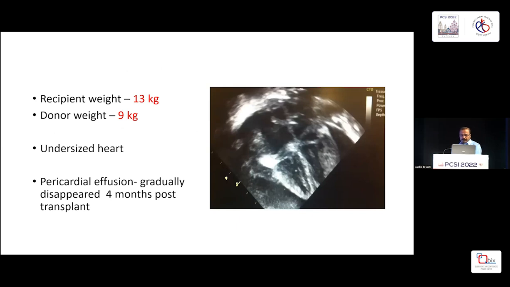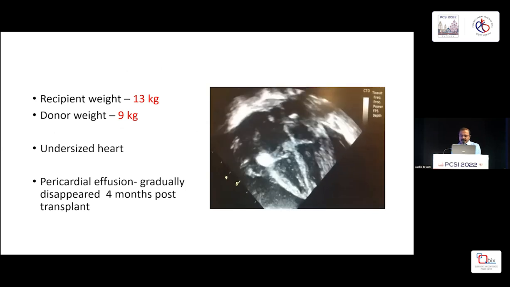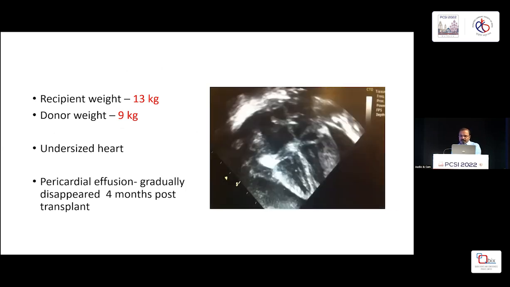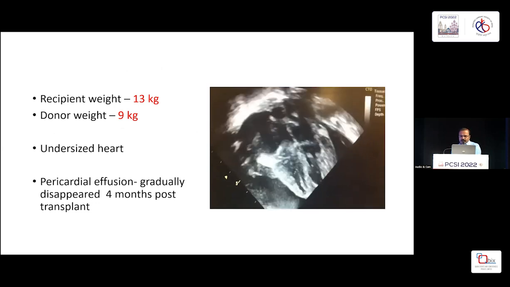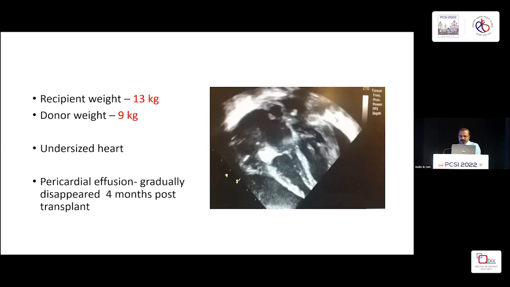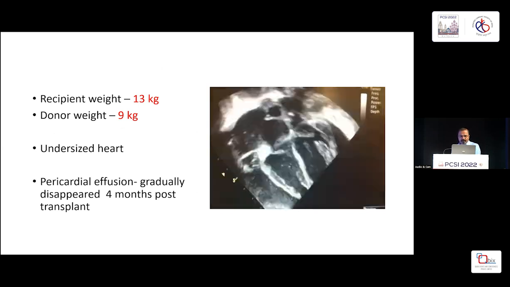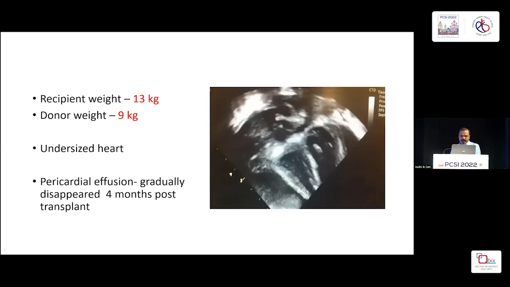This is one of our recipients, 13 kilos, and the donor is 19 kilos. In this kind of patient, we have to in fact undersize the heart. Almost 70% undersizing was done. Though the LV function and RV function, everything was normal, there was a significant amount of pericardial effusion around the heart. As the patient was hemodynamically stable, we did not do anything. The patient was managed conservatively on diuretics, and after a period of 4 months, this pericardial effusion disappeared.